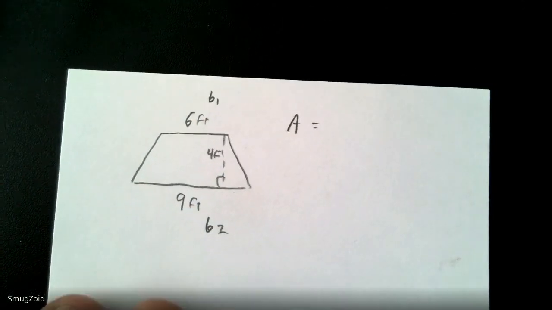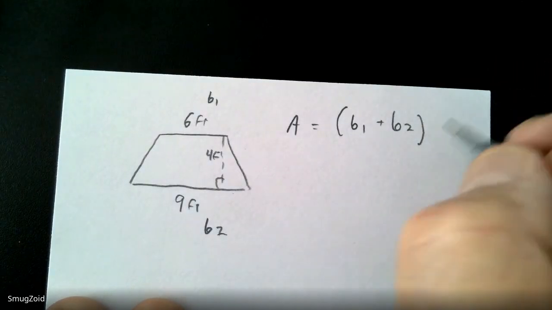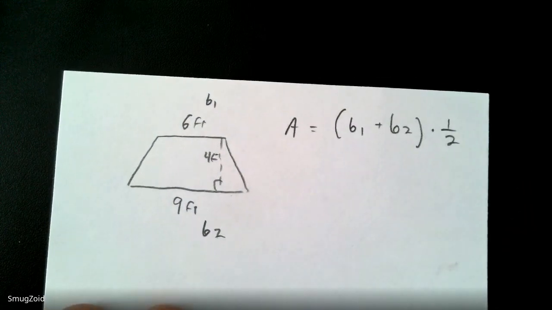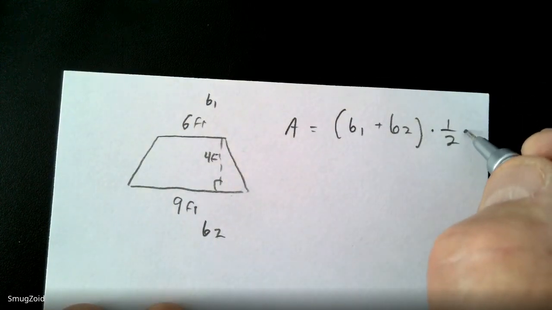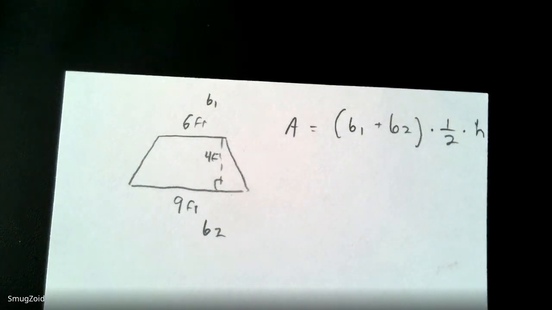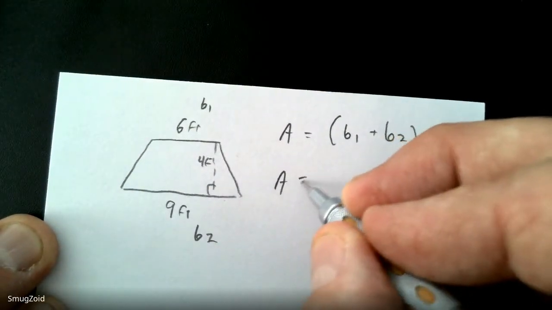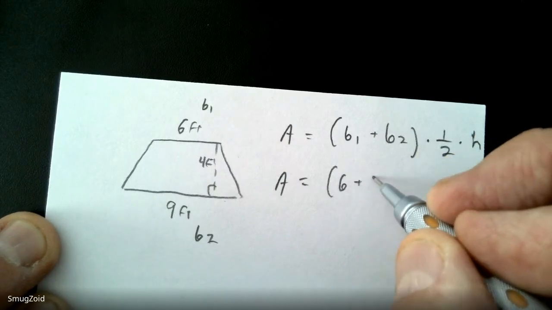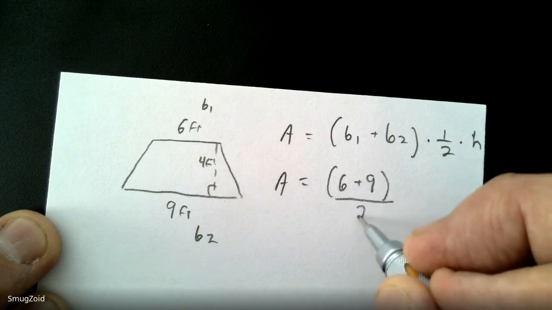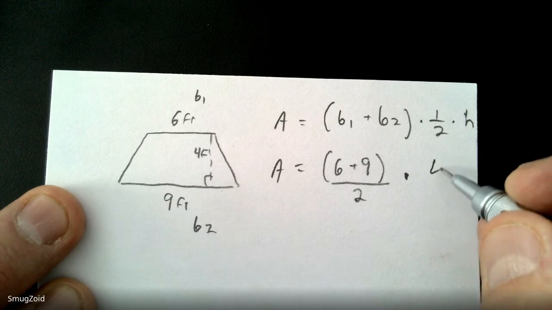My area is B1 plus B2. And then you multiply that whole thing by 1/2, or divide by 2. And then you multiply it by the height. You add them, divide by 2. So let's try that out. Everybody try that. So you would have A equals 6 plus 9. And then you can either multiply by 1/2 or just divide the whole thing by 2. That might be easier. Then you multiply it by the height of 4 feet.